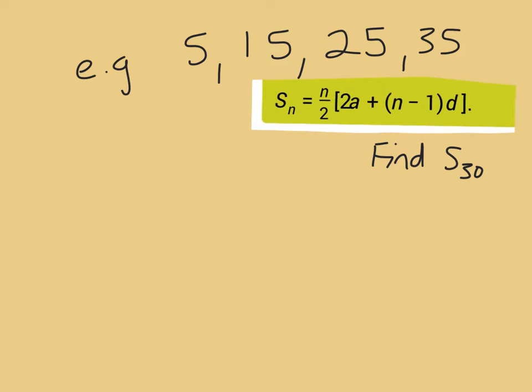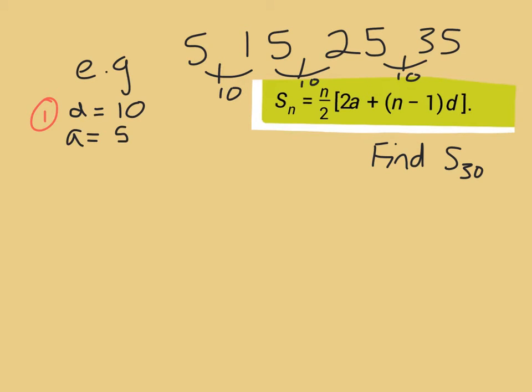Okay, so let's do one more example then. So remember, we always start off by identifying our D and our A. Our difference here: 5 to 15 is 10, 15 to 25 is 10, 25 to 35 is 10. So my D is equal to 10. And our A is equal to the first term, which we know is 5.